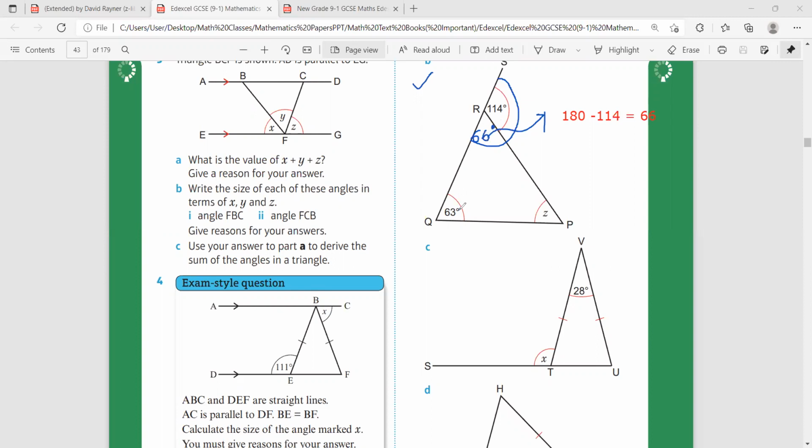Now here it's 63. So to find Z, first I have to add these two. Then 6 plus 3, it's 9, 129. Then I can take away from 180. Why am I subtracting from 180? We know interior angles of a triangle add up to 180. Then 180 minus 129, I'm getting 51 degrees. So that way, I can find the value for Z.